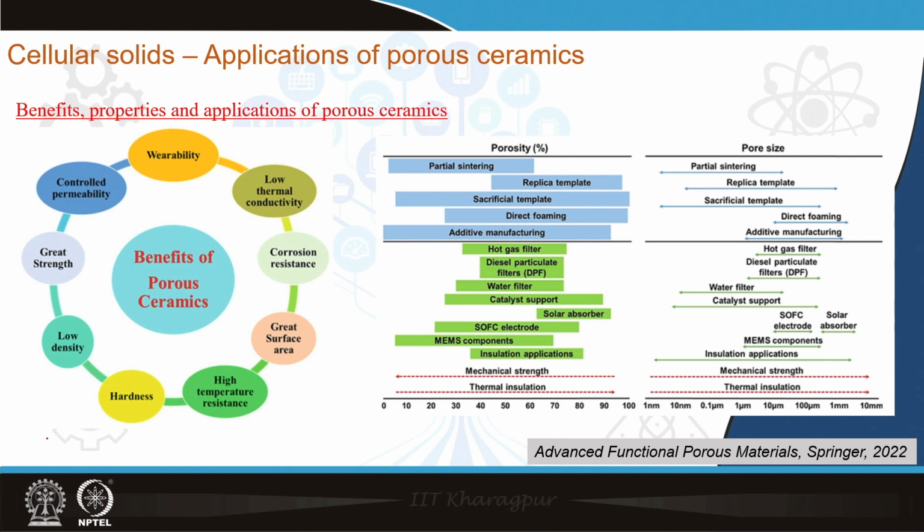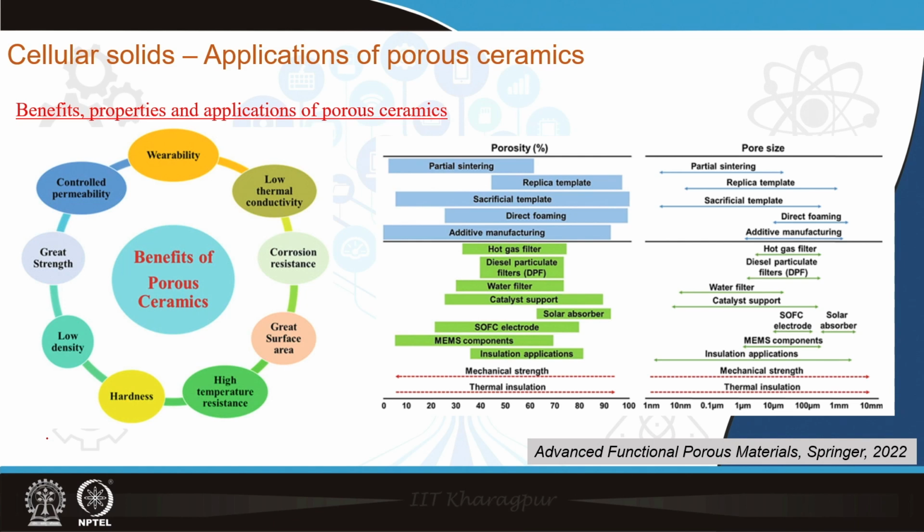resistance and low thermal conductivity. This is because ceramics as such have low conductivity, and because of the presence of a high amount of porosity, the porous ceramics have very good insulating properties. Porous ceramics also have good corrosion resistance. They provide excellent surface area. As I already mentioned, because of the large porosity, porous ceramics have high surface area, and this surface area can also be adjusted by adjusting the amount of porosity and the pore morphology. As such, porous ceramics have very high temperature resistance.